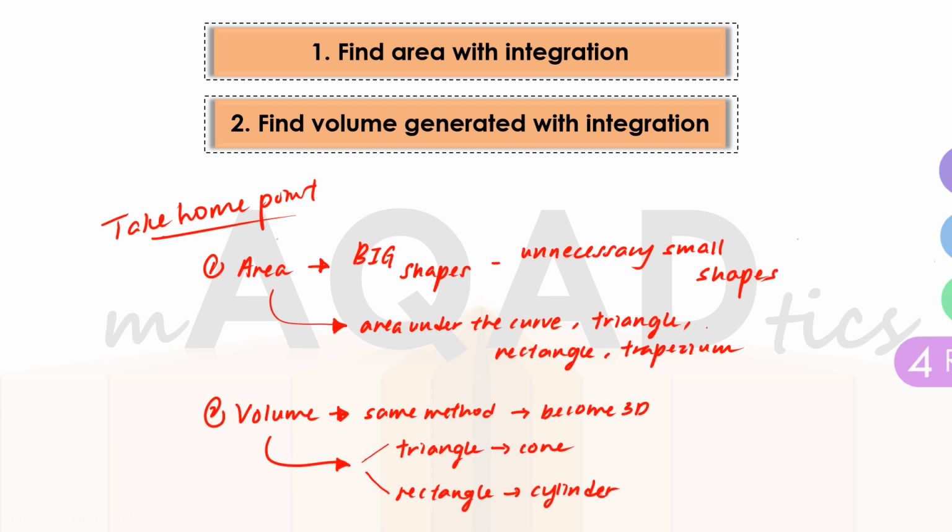And here are our take-home points. So to find the area, the practice is to first find the big shapes and we minus out the white or unnecessary small shapes. So usually the shapes involve area under the curve, triangle, rectangle or trapezium. And to find the volume, we view the question as we are finding the area. And using our imagination, we rotate the shapes to become 3D. So if we rotate triangle, it will become cone, and for rectangle, it will become cylinder. For this one, we'll explain more detail for future videos.